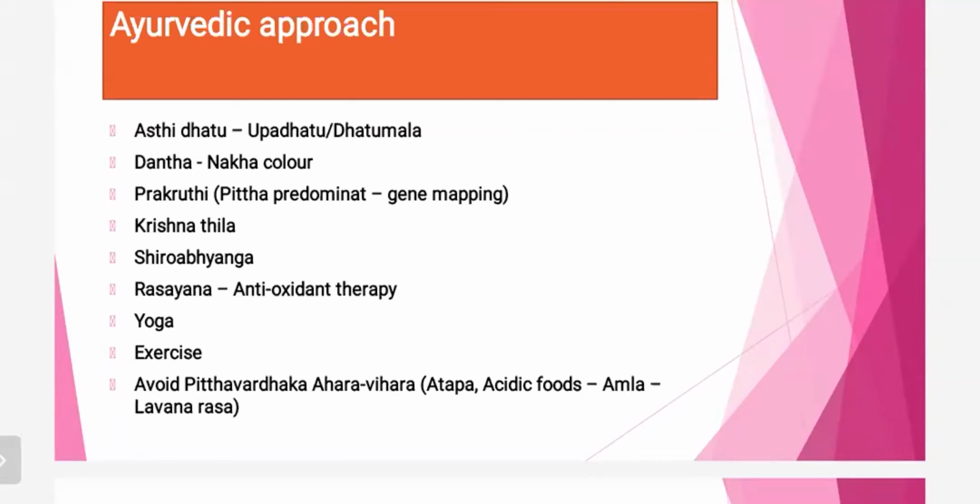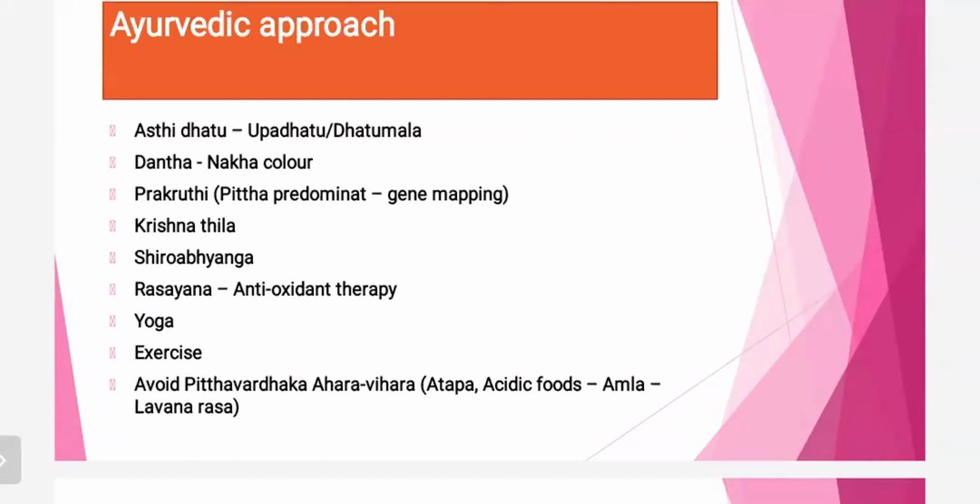So chemically both are keratin. In the Prakriti, the Pitta predominant, it is a gene mapping. It is proven that the Pitta Pradhana Prakriti, having a strong familial history, will have premature graying of the hairs.